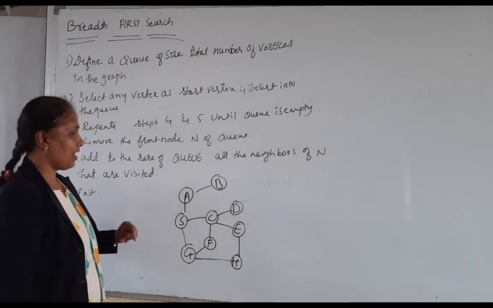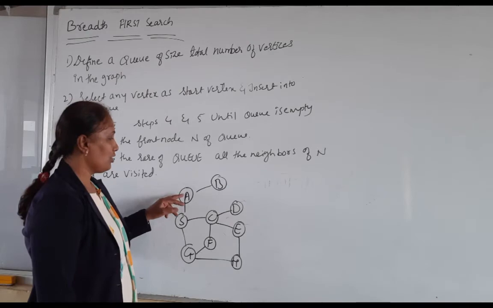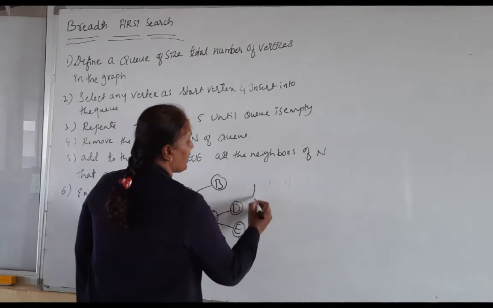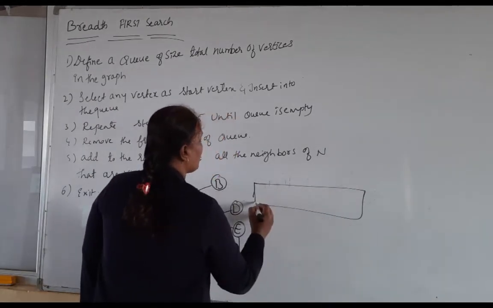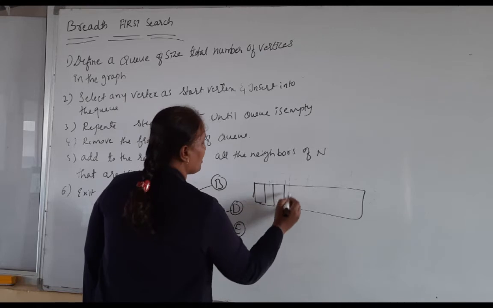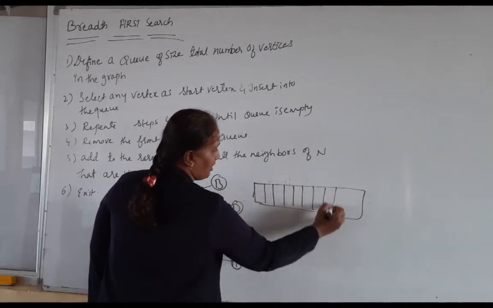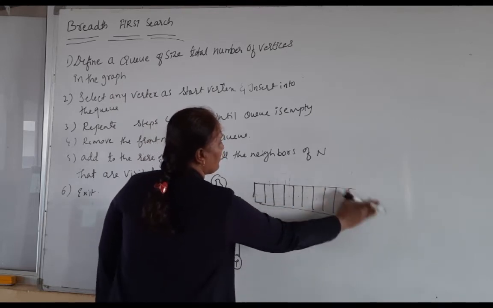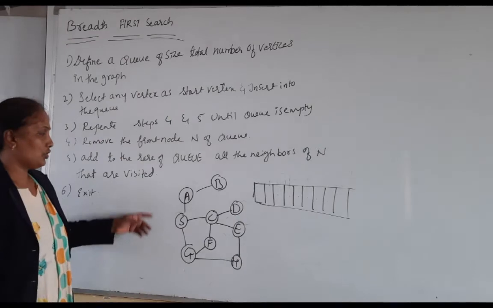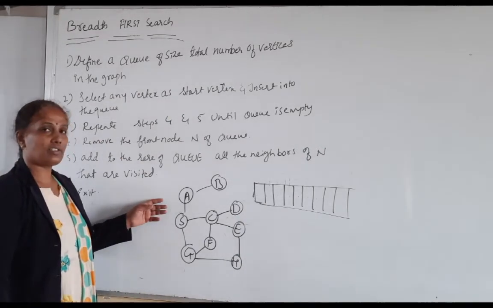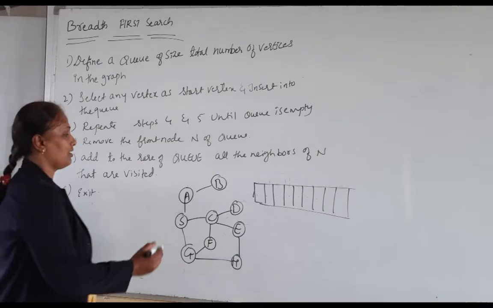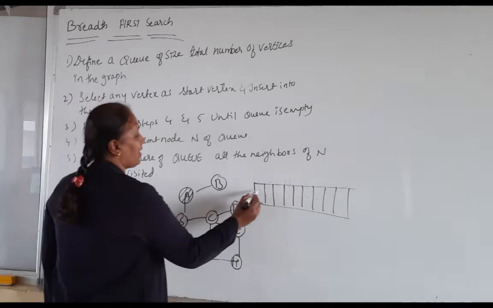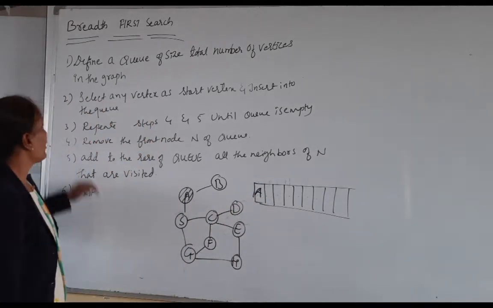Okay, so this is the given graph. So how many vertices does it have? 1, 2, 3, 4, 5, 6, 7, 8, 9 vertices. So what is my Q size here? It contains 9 blocks. Okay, next. So I am going to visit a vertex A. I will mark this as a start vertex.